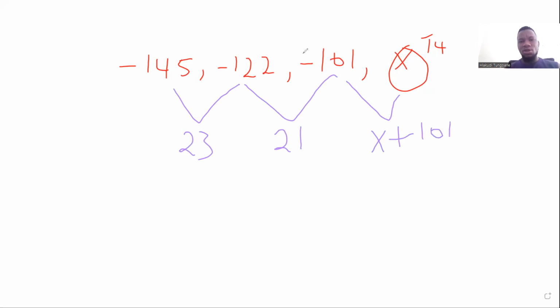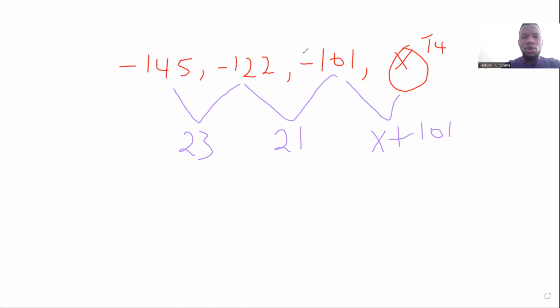Please make sure that you don't mess up with the signs, right? Because you have to be careful when you're subtracting negative numbers. So it's like -122 minus, which is the same as -122 plus 145. So just don't mess up with the signs, right?